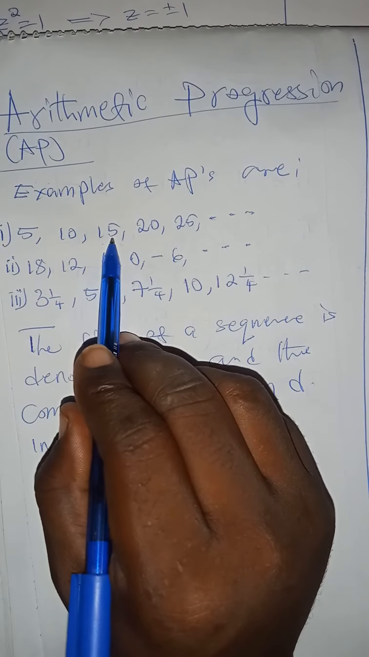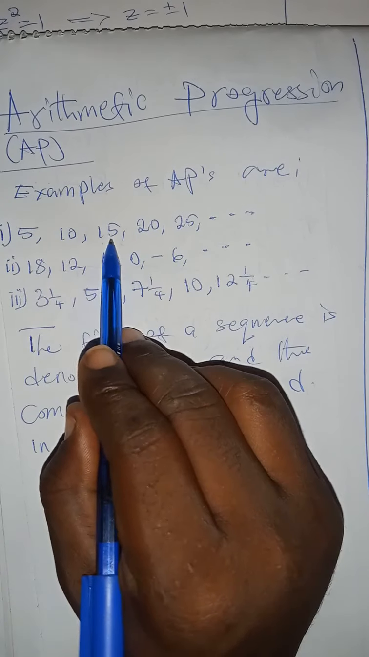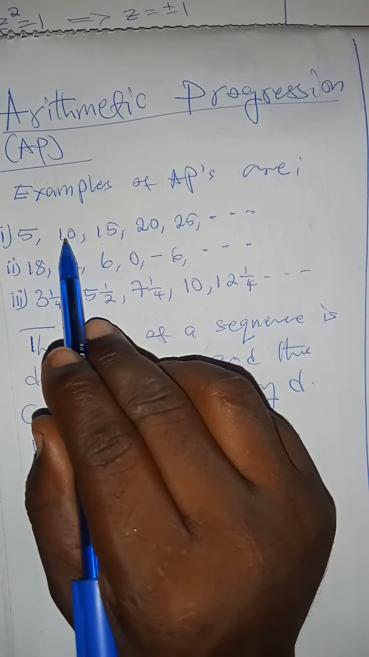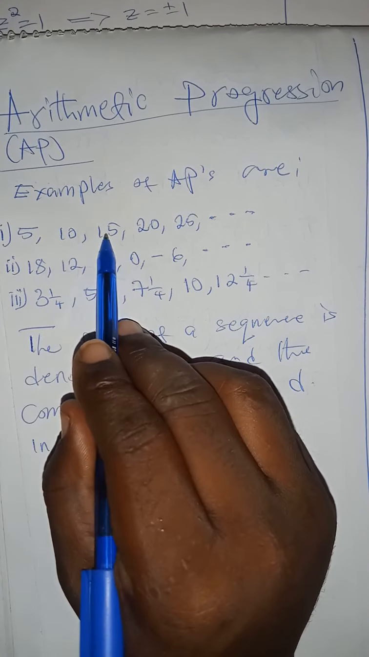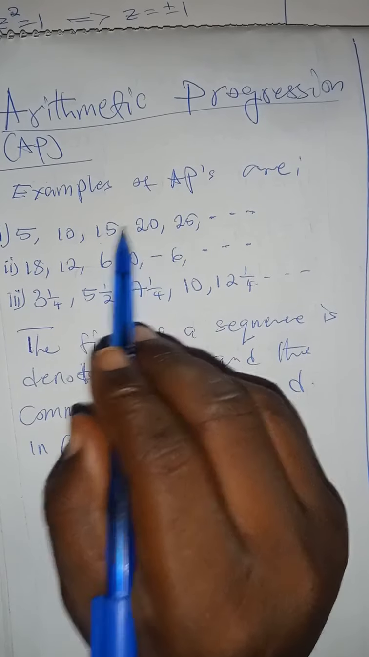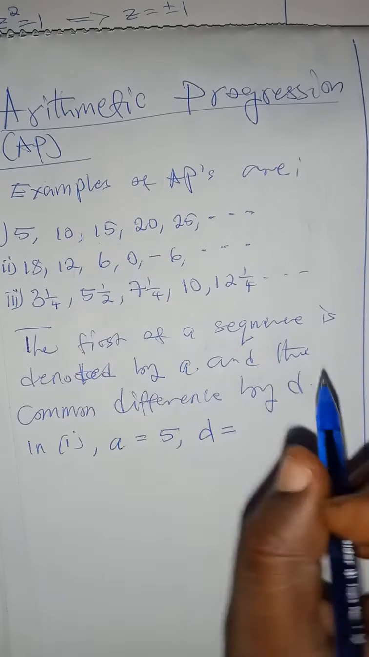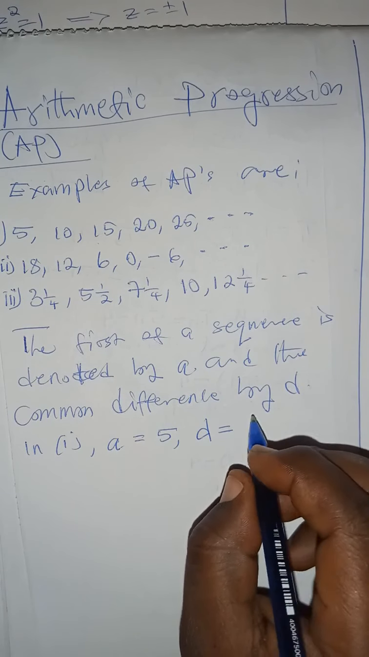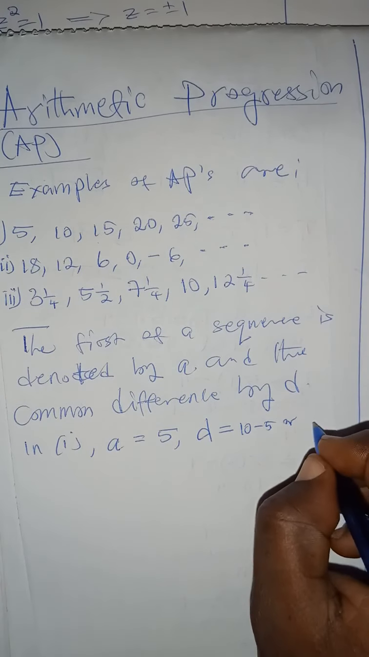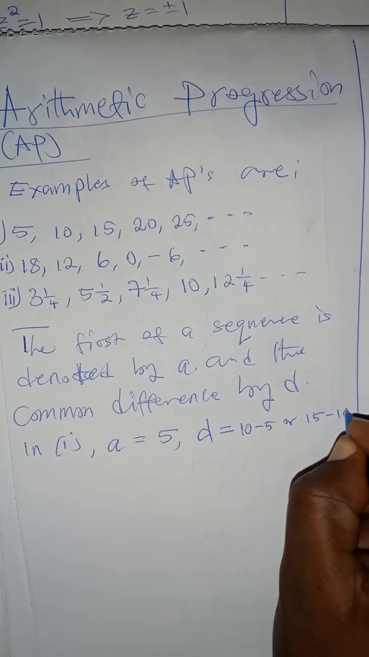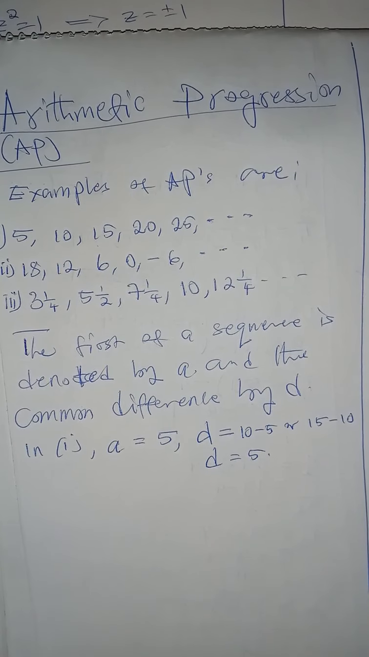So which term precedes 15? It is 10. Which term precedes 20? It is 15. Or the succeeding term: which term succeeds 10? It is 15. Which one succeeds 15? It is 20, and so on. So a term minus its preceding term gives the common difference. I can use any two consecutive terms. I can say 10 minus 5 or 15 minus 10. All will give me D is equal to 5.